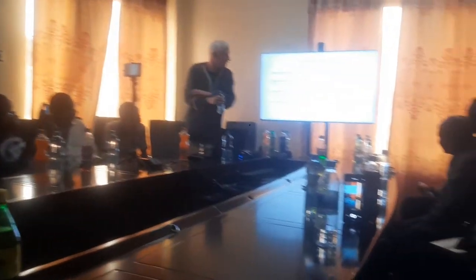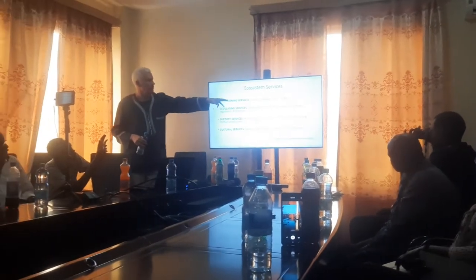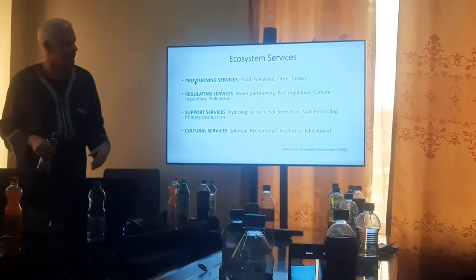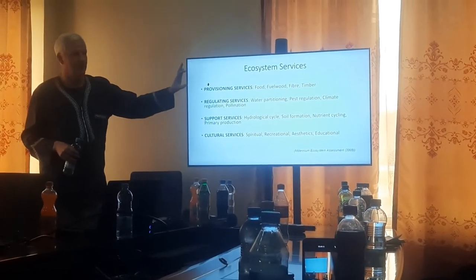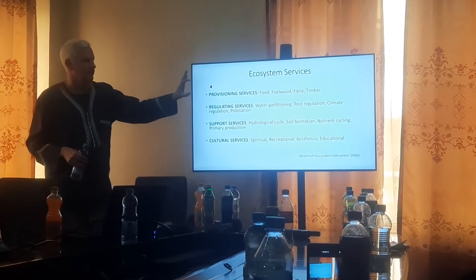So now we're talking about ecosystem services. I mentioned this briefly yesterday, but there are four kinds of services. Provisioning, which you all know: the food we eat, the fuel we burn to cook our food, fiber for our clothes, and timber for construction. These are all well known. You could put a price on these provisioning services without too much difficulty.